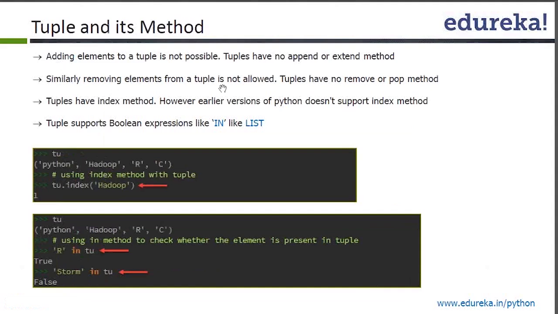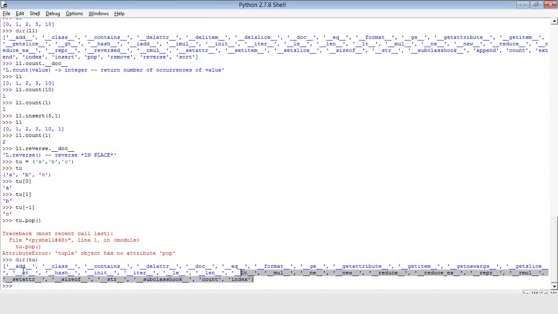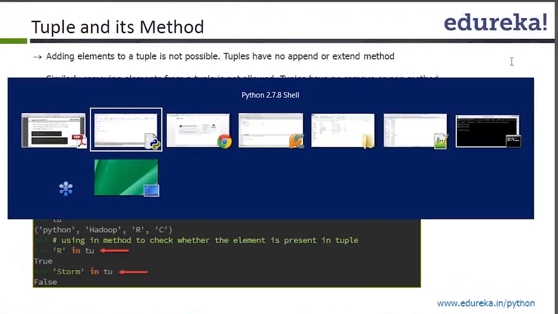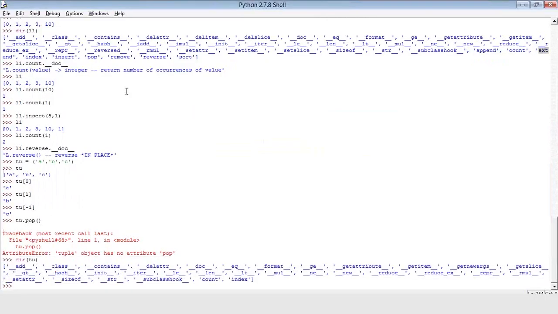Now, similarly, removing an element from a tuple is not allowed. A tuple has no remove or pop method. That's what we saw, right? There is no remove or pop method. Adding elements to a tuple is not possible. Tuples have no append or extend method. That's what we saw: there is no extend and no append method here.